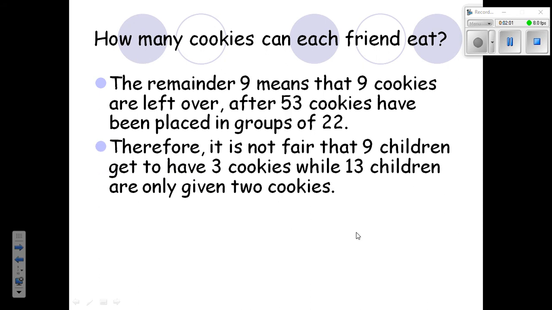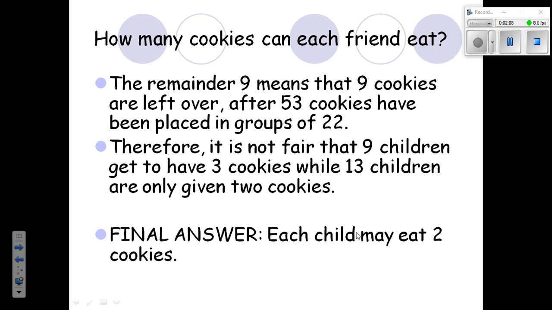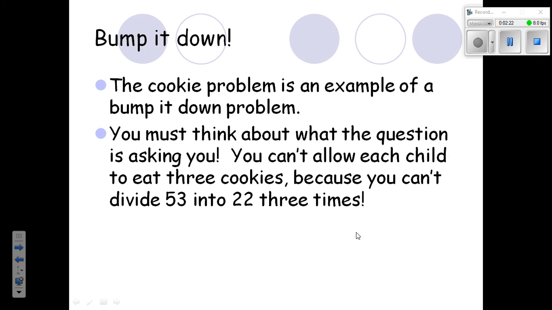Therefore, it is not fair that 9 children get to have 3 cookies, while 13 are only allowed to have 2. So the final answer is that each child may only eat 2 cookies, even though we have 9 left over. That would be our final answer. That's how we would answer the question that was given. And this is a special kind of interpreting remainders problem where we have to bump it down. We're bumping our quotient of 2 remainder 9 down to just 2, or a bump it down problem.